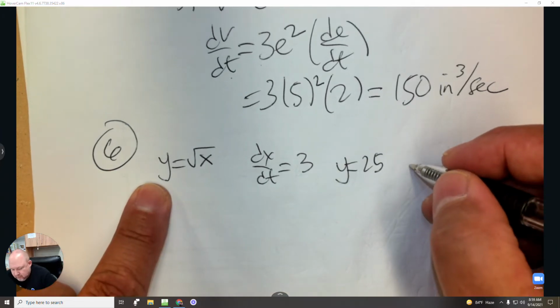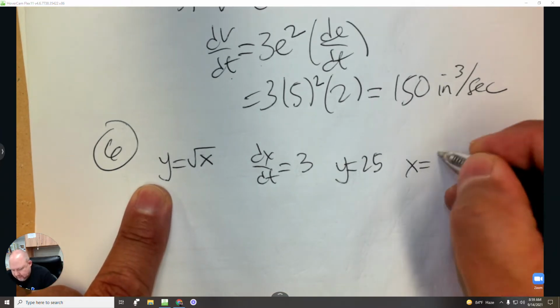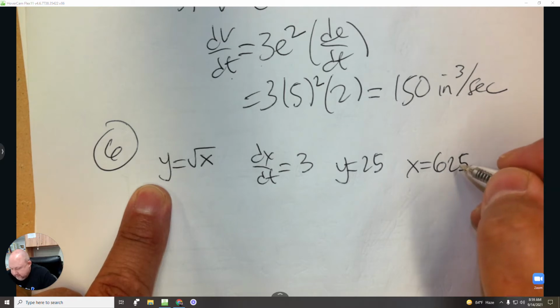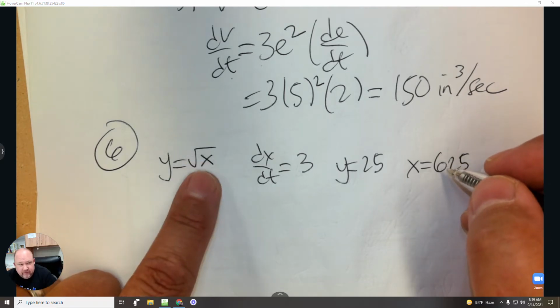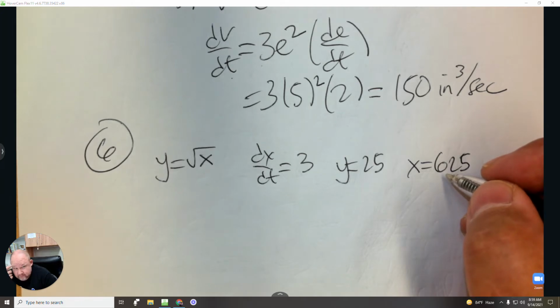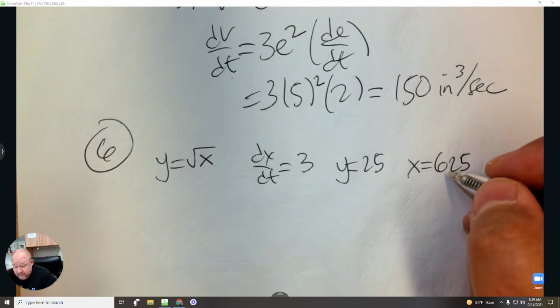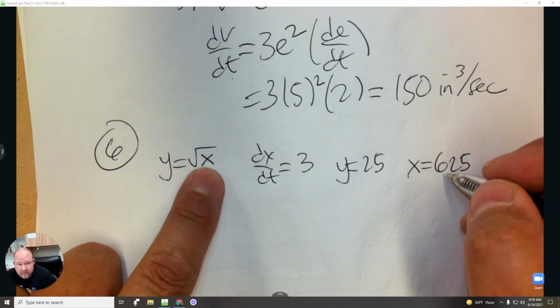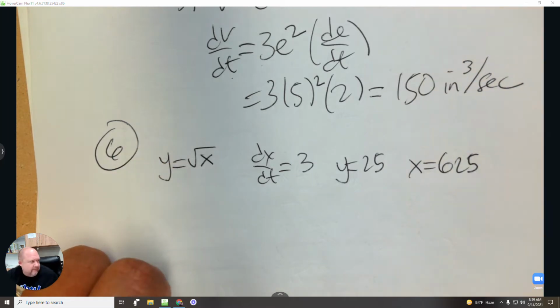Now, if y is 25, then x must be 625, because the square root of 625 is 25. Just to think about it. I know it's tempting to say x is 5, but obviously the square root of 5 doesn't equal that. Just to let you know, I know that was a little trickery.